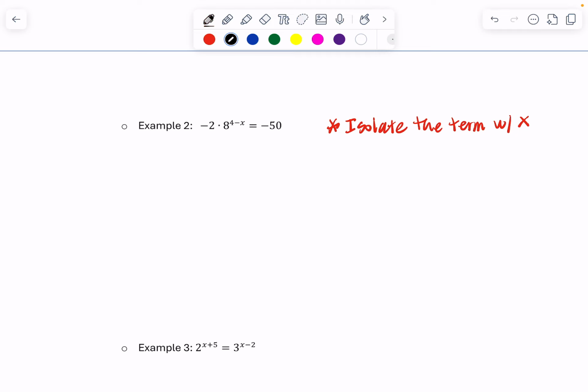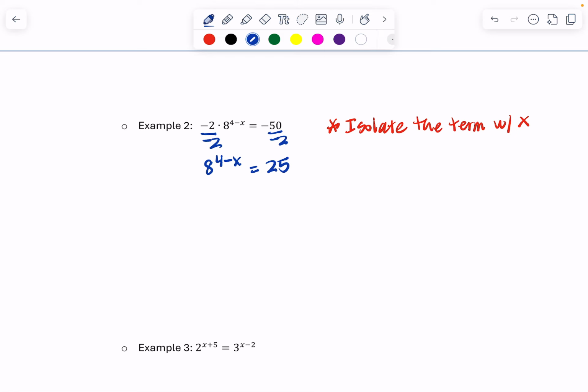Some people are just not doing that for some reason. So here we would divide by the -2 on both sides. So we get 8 to the 4 minus x equal to 25. Now at this point, that term is isolated. So now I look to see if I can get the same base.